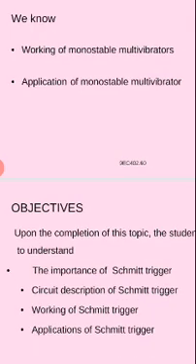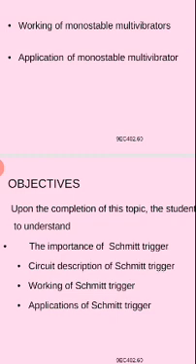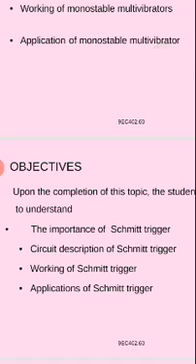What is Schmitt trigger circuit? The general definition for Schmitt trigger circuit is: the circuit which converts sine wave into square wave is called Schmitt trigger circuit, or an electronic circuit which converts sine wave into square wave is called Schmitt trigger circuit.